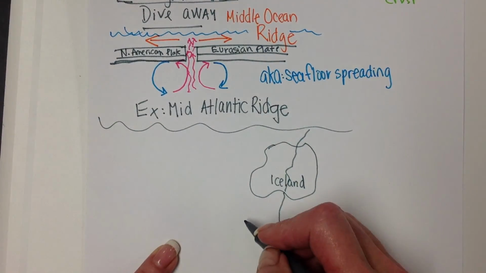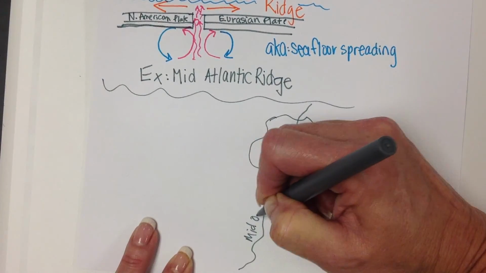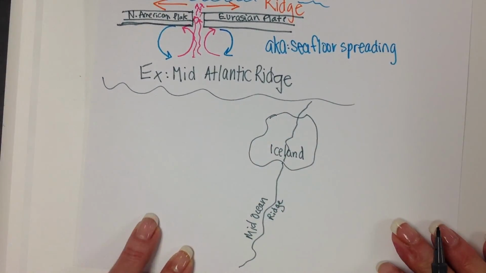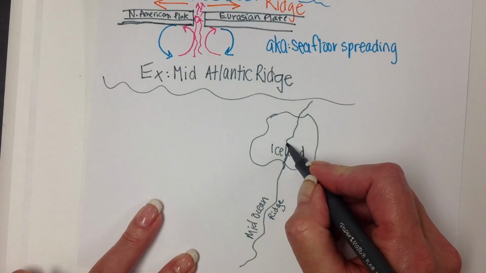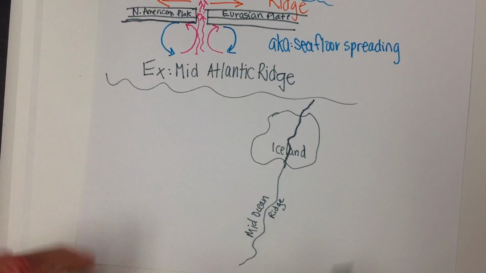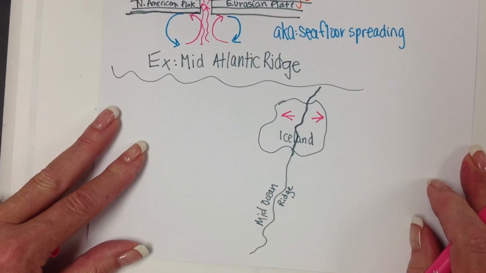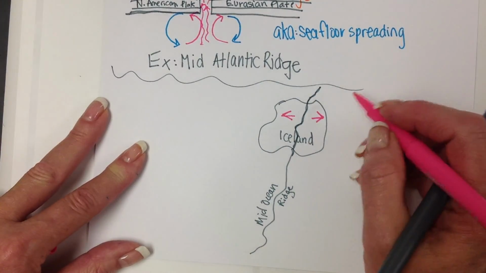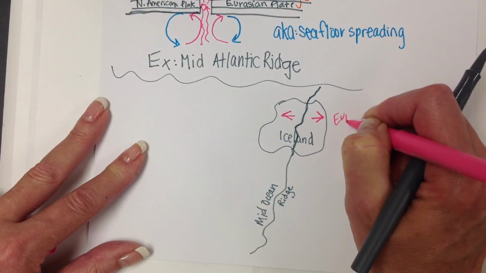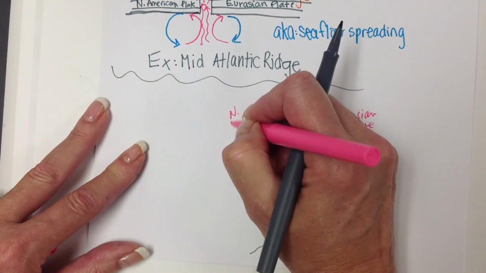Okay? So here's the Atlantic Ocean. This is the mid-ocean ridge, or the mid-Atlantic ridge. And there's Iceland, and it's just cutting right through that little island. So that means that one side of Iceland is moving with the North American plate, and one side of Iceland is moving with the Eurasian plate. Meaning that one day, Iceland will be 2 islands and not just one, right? Because this is on the Eurasian side, and this is on the North American plate.